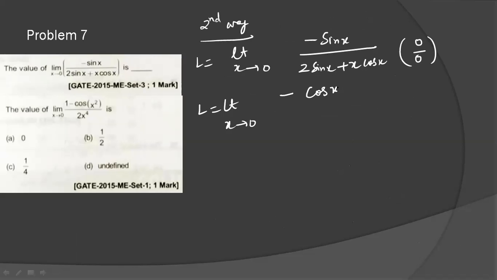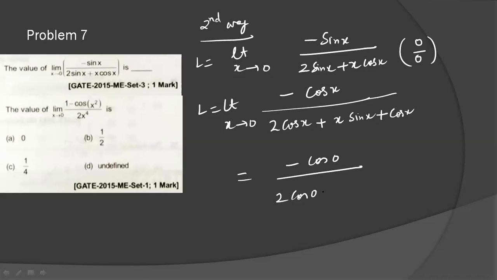The derivative of minus sin x will be minus cos x. In the denominator it will be 2 cos x, and for x cos x the derivative will be x times minus sin x plus cos x, where the derivative of x is 1. Now if you apply the limit x equal to 0, it will give you minus cos 0 upon 2 cos 0 plus cos 0. So it will be minus 1 upon 3. So by L'Hospital, it is a very easy problem.